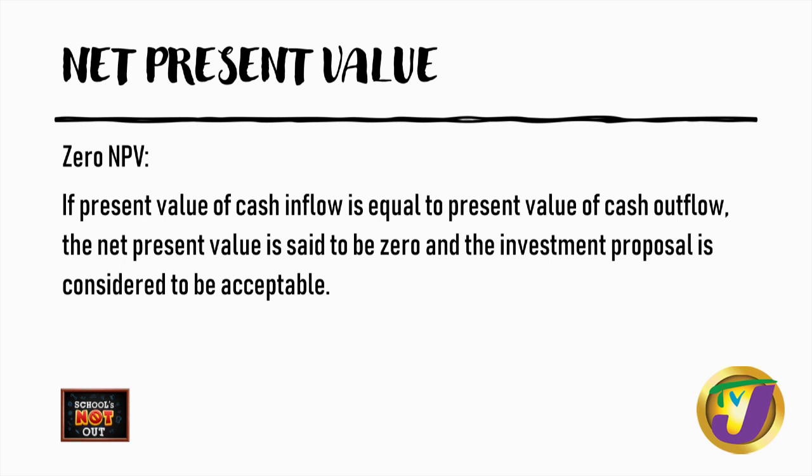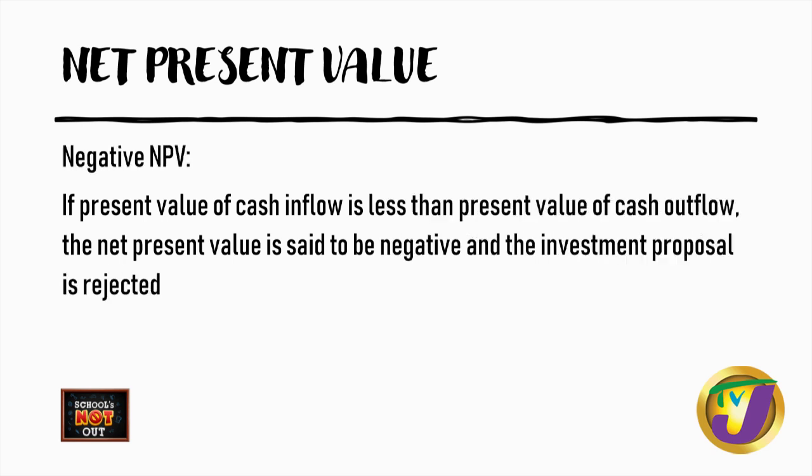Now, if the net present value is zero, it simply means that the firm is breaking even. So the same amount of money that they'd pay to acquire the machine is the same amount of money that the machine will earn in terms of marginal revenue products.